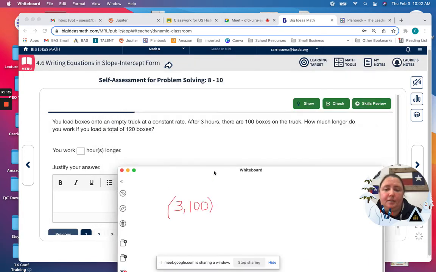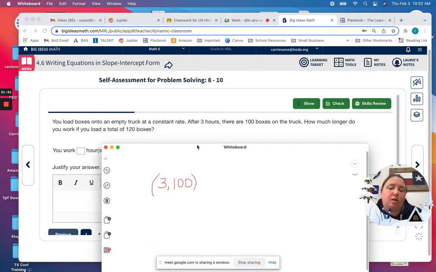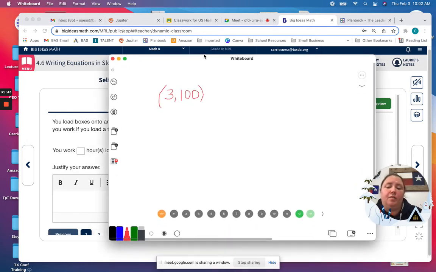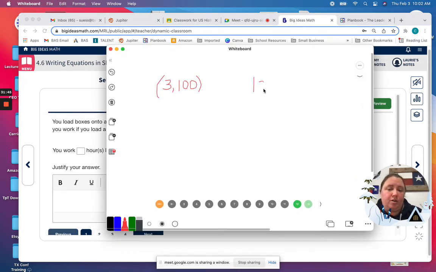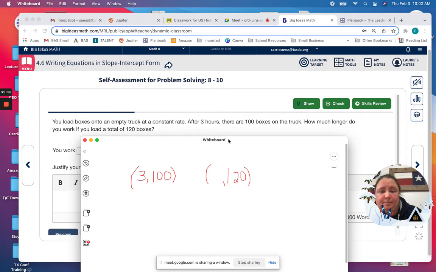Yes. Okay, so then it says, how much longer do you work if you load a total of 120 boxes? So I have 120 boxes. How do I know my X value here? I don't know. We don't know. Me either. So I'm going to put an X value there, because we don't know that one, right? No. Good.